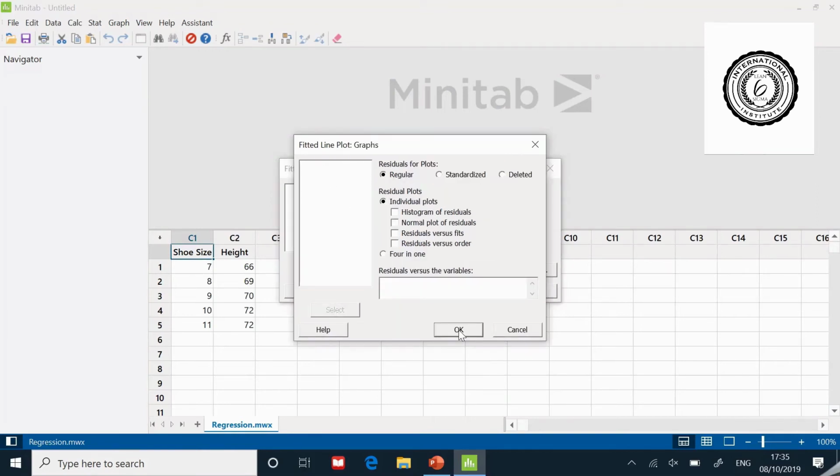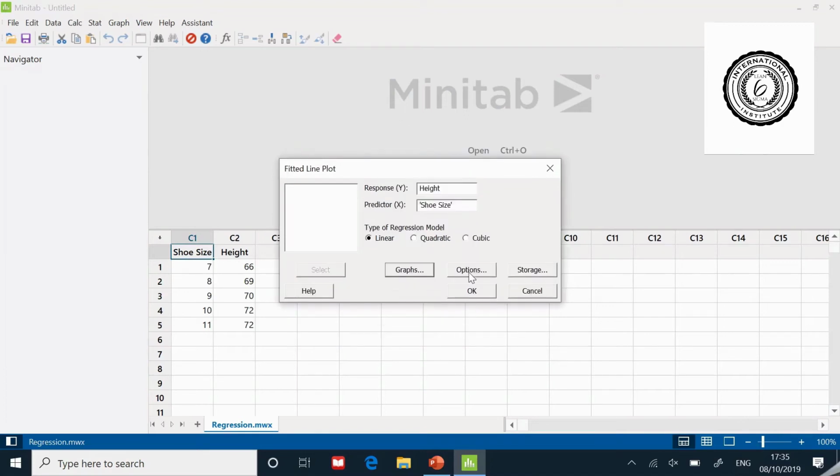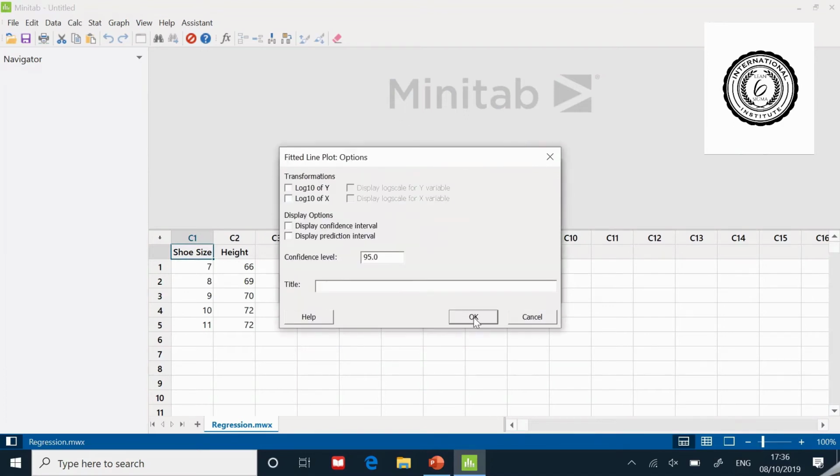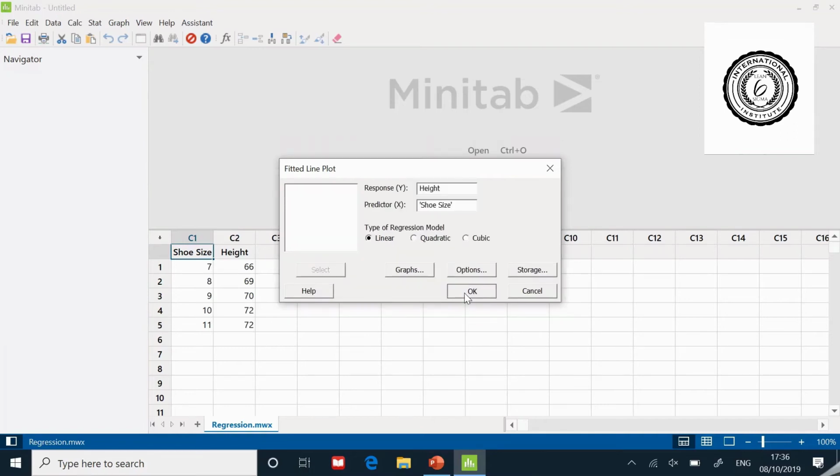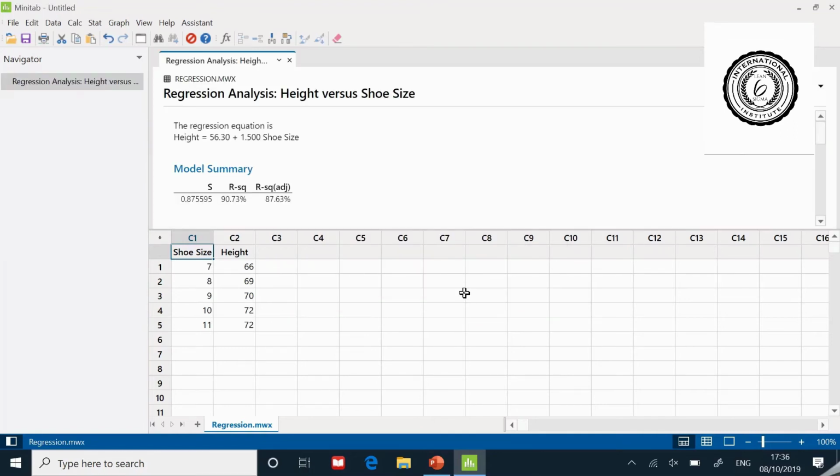What sort of graphs would you want? I don't want to change that. Let's have a look at the options. It asks me to do a title, so it wouldn't be a bad thing to go shoe size versus height, inches. Then click OK. Then I can just click OK. Let's see what I get.